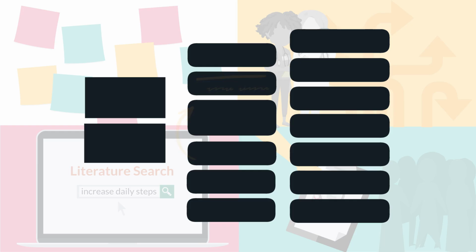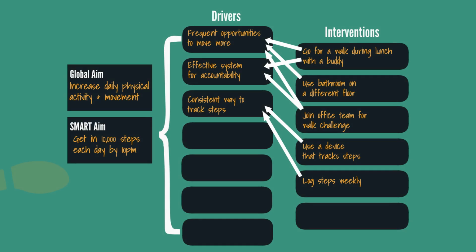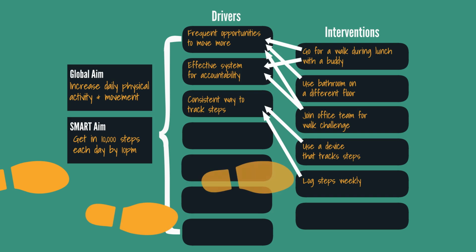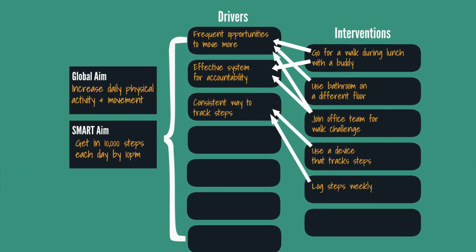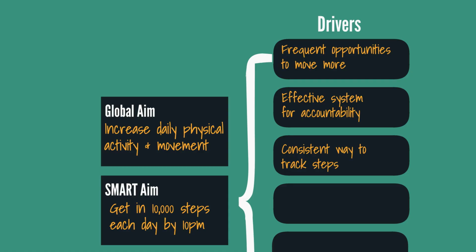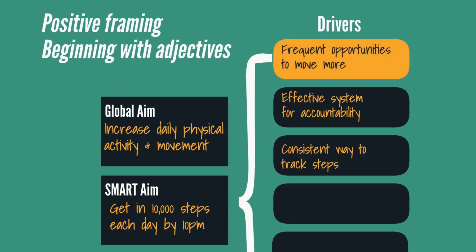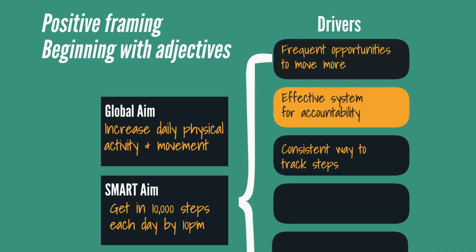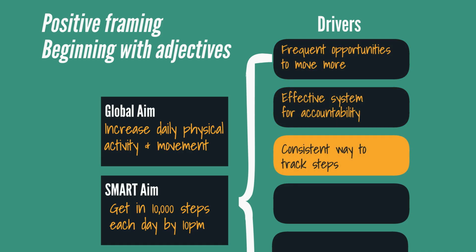Let's return to our example from Part 1. The team created a simple KDD with a SMART aim for each person to get in 10,000 steps each day by 10 p.m. Let's take a closer look at what makes good drivers. First, it's important that the drivers are written in positive framing, often beginning with adjectives like these drivers from Part 1. Frequent opportunities to move more, effective system for accountability, and consistent way to track steps.